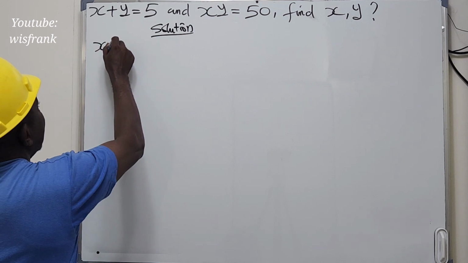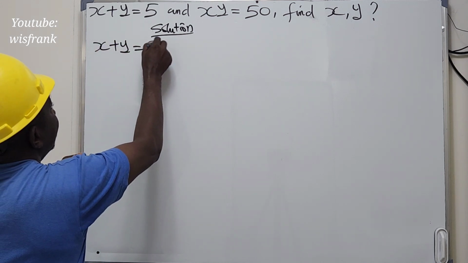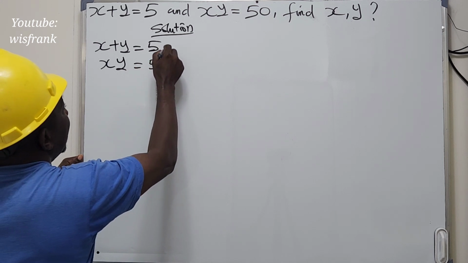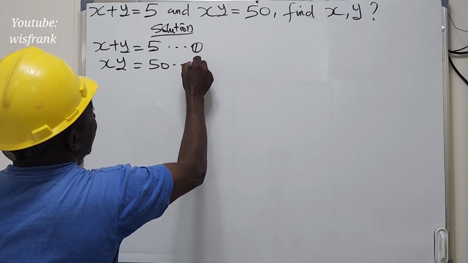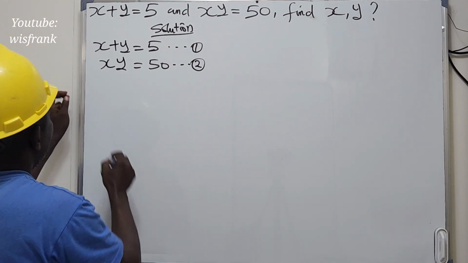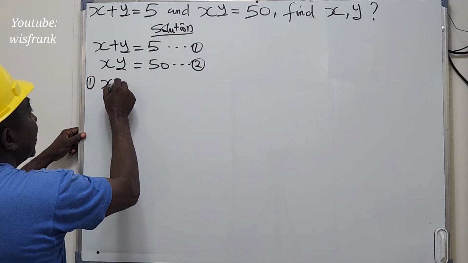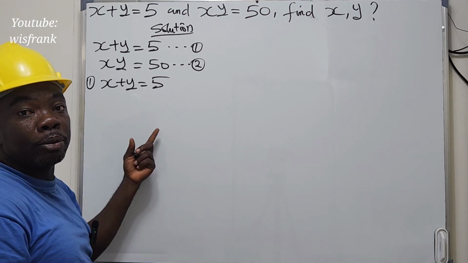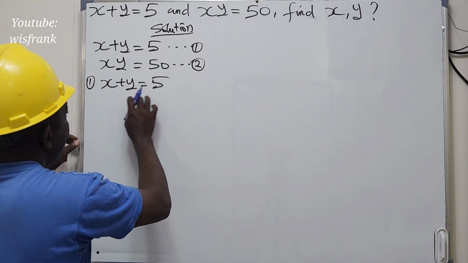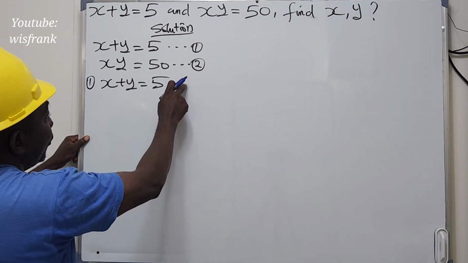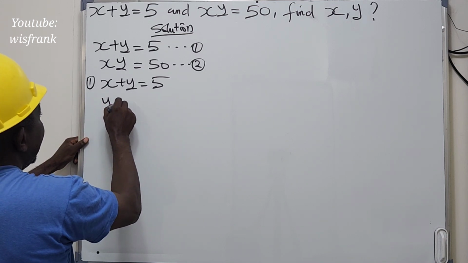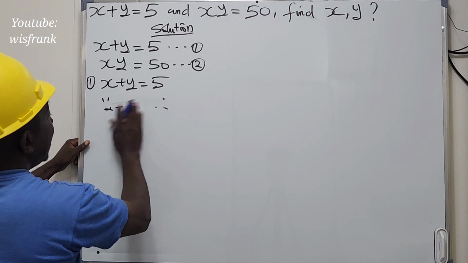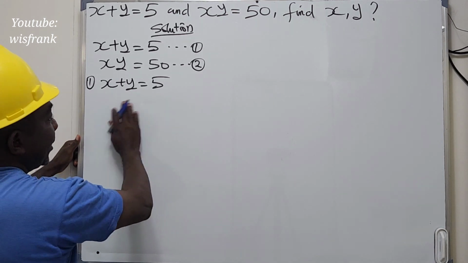We are given x plus y equals 5 and we also have x times y equals 50. Let's call this equation 1 and let's call this equation 2. Then from equation 1, we have x plus y equals 5. We can make y the subject of this expression by transposing x to the other side, so we have y equals 5 minus x. Or we can simply say we need to subtract x from both sides.